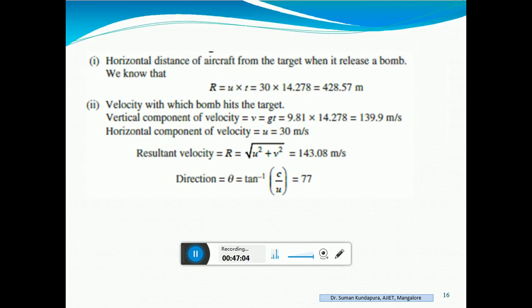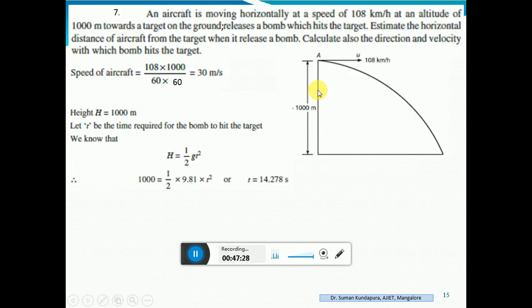So let us move on to find the horizontal distance R. We derived R is equal to ut in the previous slide. This is the horizontal distance of the aircraft from the target when it released the bomb. We know that R is equal to ut. u we calculated just now, 30 meters per second. t also we found out just now, the time required. Substitute here, and you will get the distance from this point to this point, that is the R distance.